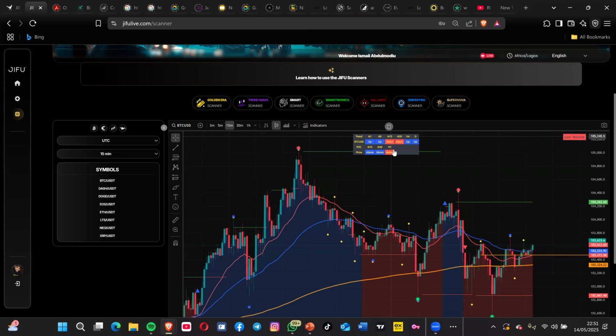Okay. Now let's assume these 6 are now blue, all of them, the 6. Are you going to take the trade? Not yet. Because when they are blue, now they are ready, but you need them to be very strong. You want to be sure if this is a pullback or it's actually a trend. How do you know that? You go to Sniper Pro.